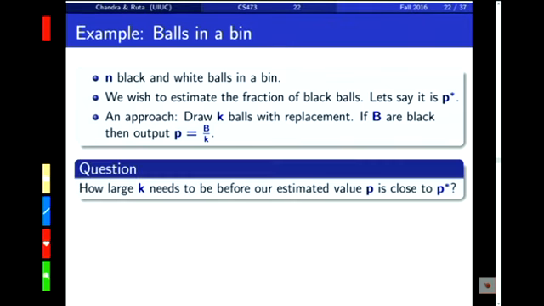Okay, so what I want to do is get my estimate as close as possible to p star. I may output more than p star, or I may output less than p star actually. So what should be the k? How many samples should I do so that my estimate is good enough?